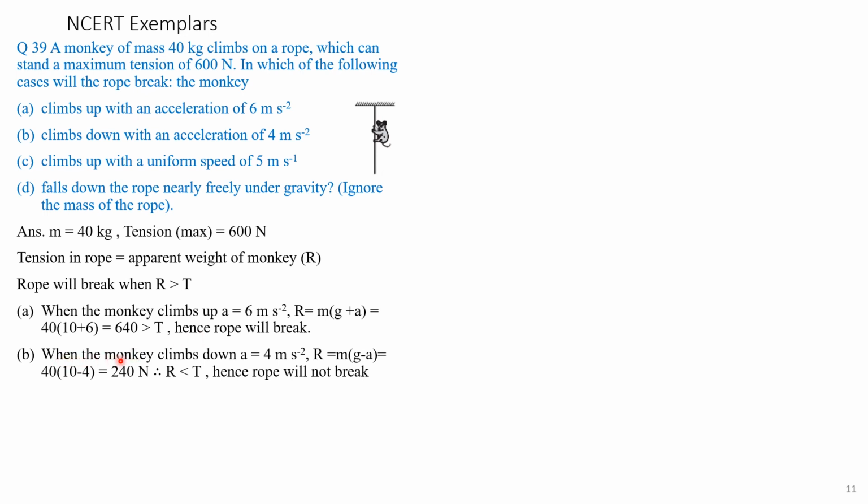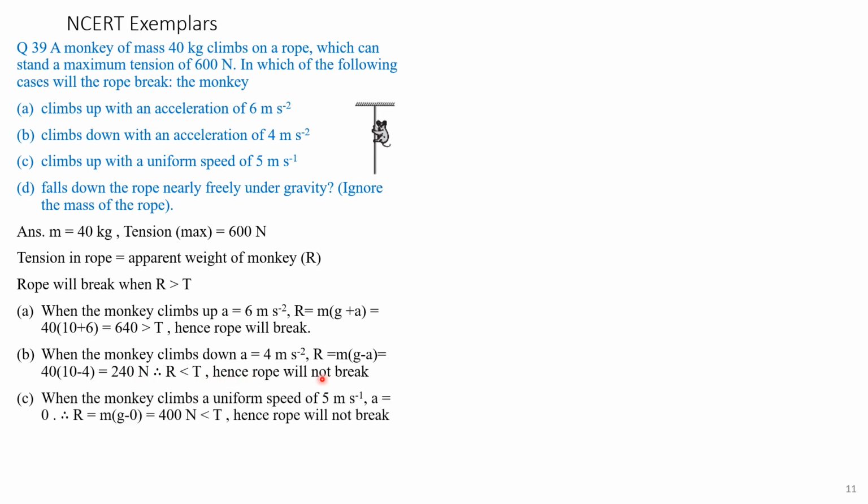Part B. When the monkey climbs down, a is equal to 4 meters per second square. Therefore, R is equal to m into g minus a. R is equal to 40 into 10 minus 4, that is equal to 240 newtons. So R is less than T. Hence, the rope will not break.